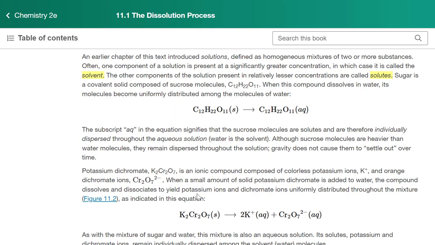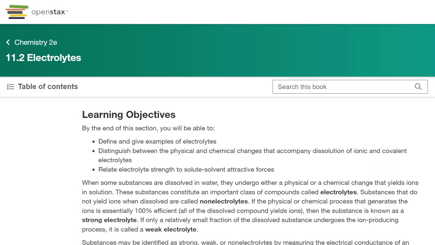Here we're showing potassium dichromate dissolving. It is forming ions. So we see we have positive charges and negative charges. So it is forming ions. So this one is an electrolyte. Okay, so electrolytes break apart into ions. Non-electrolytes do not break apart into ions. Let me go back to 11.2 and we'll discuss this a little bit more.